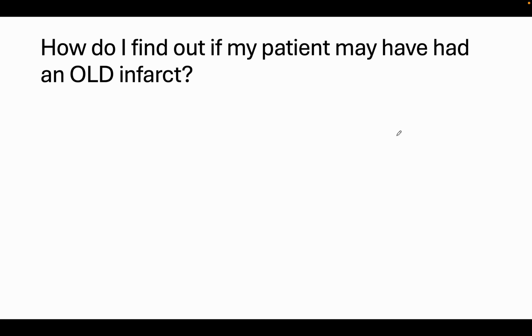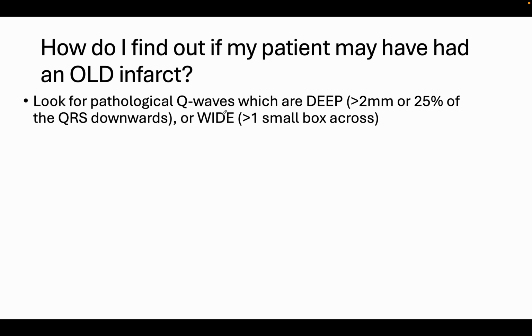So just a quick mention: how do you find out if your patient's had an old infarct or maybe an infarct recently? Well, there are certain ECG findings that can suggest that. The most famous one is a pathological Q wave. The Q wave is the beginning of a QRS. These are usually deep, greater than 2 millimeters or 25% of the QRS downwards, or they can be wide, greater than one big box. You can also have poor R wave progression, and we'll cover what these two things are.